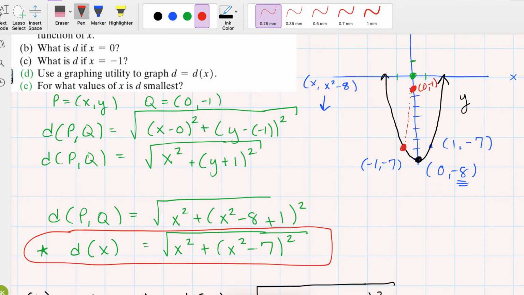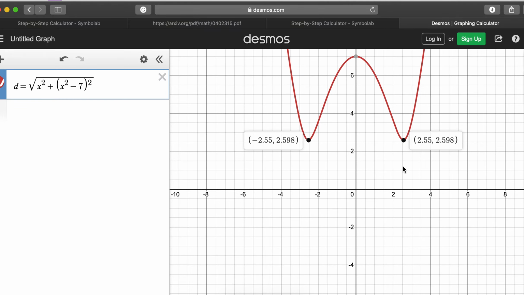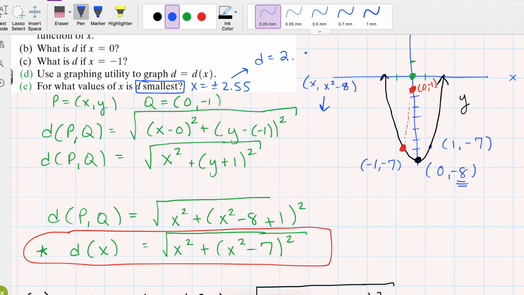So let's write that down. So for this problem, when x is plus or minus 2.55, that's when D is the smallest. And that means that D is equal to, I think it was 2.598. So that would be the minimum value for D. Now let's see if that makes sense when we look at this graph here.